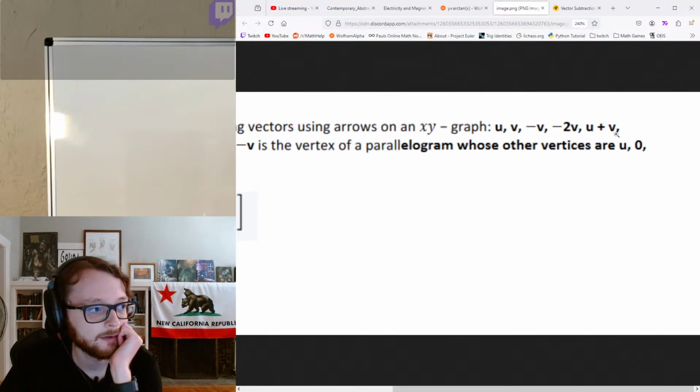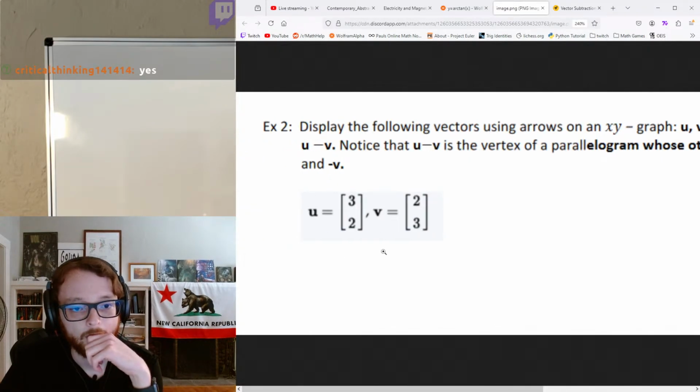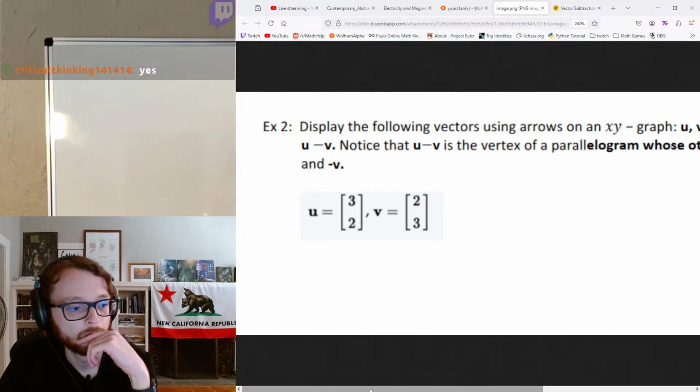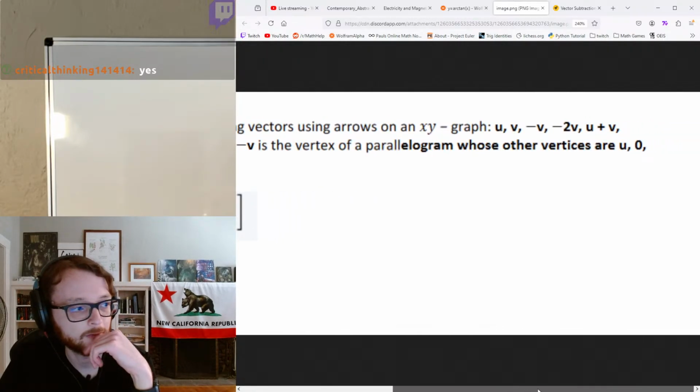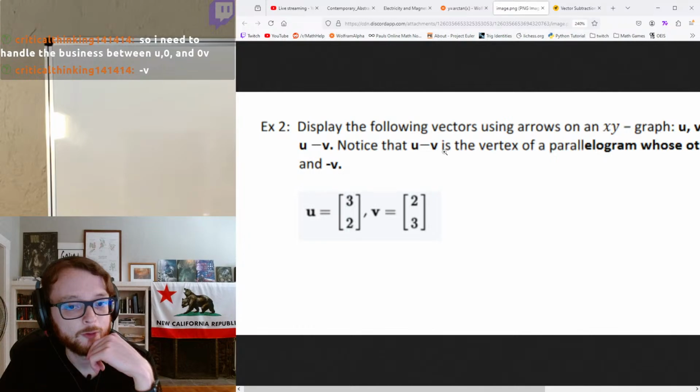Like, you're asking what that is? U is the vector they give you. 0 is the 0 vector. As is negative v. They're saying that the ends of each of those vectors form a corner of your parallelogram. It's a list of different types of vectors. Yeah, and they're making the point that u minus v is your fourth corner of this parallelogram.